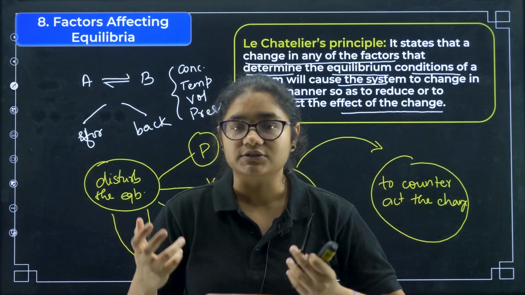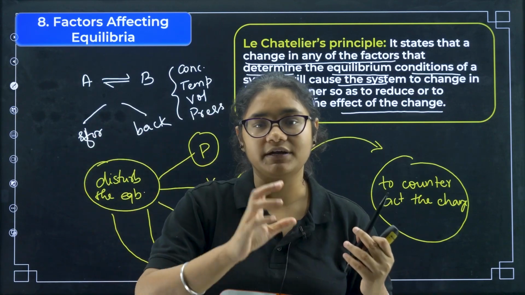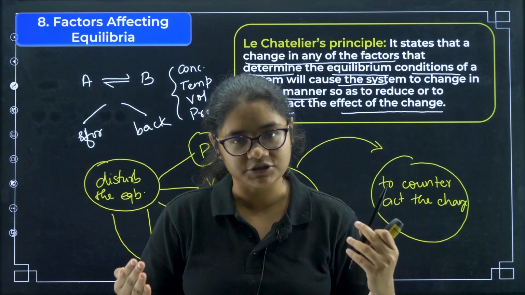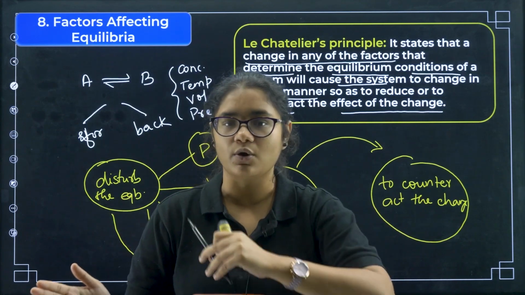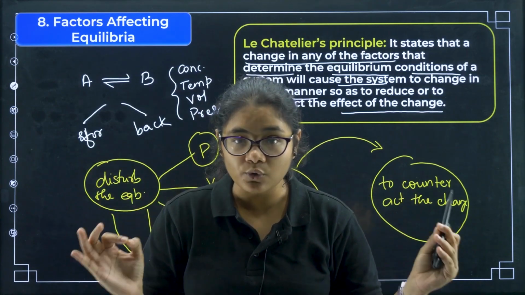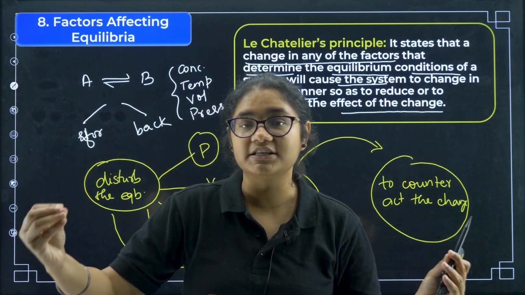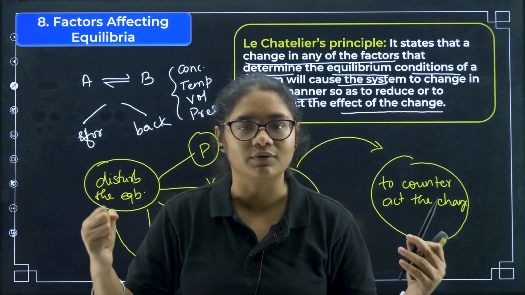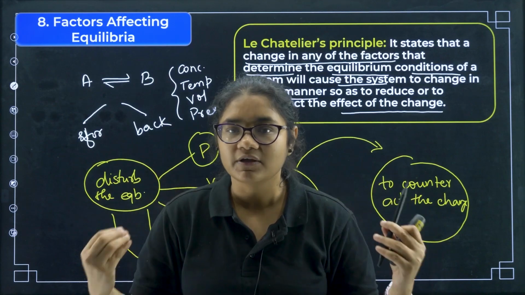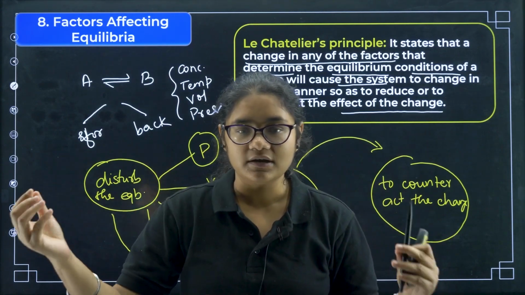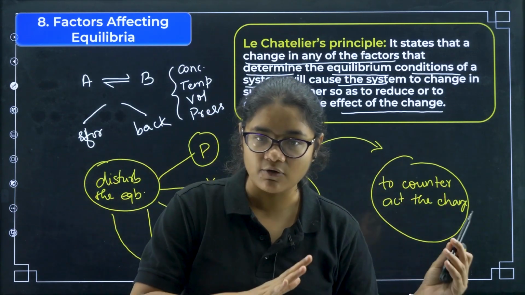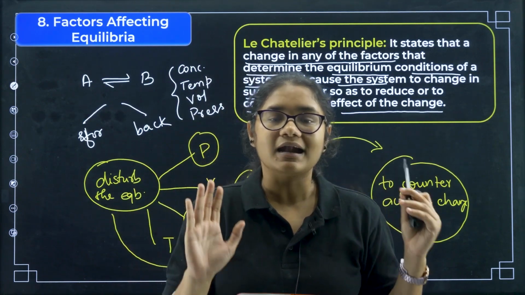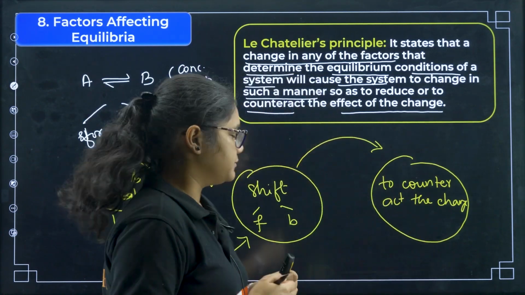Now whatever change, whatever disturbance you have given to the reaction, in response to that the reaction will shift either in forward direction or in backward direction to counteract the change that you have introduced, or to counteract the disturbance that you have introduced. Suppose you have increased the concentration, the reaction will shift either in forward or in backward to decrease the concentration. Clear? That is what is Le Chatelier's principle.